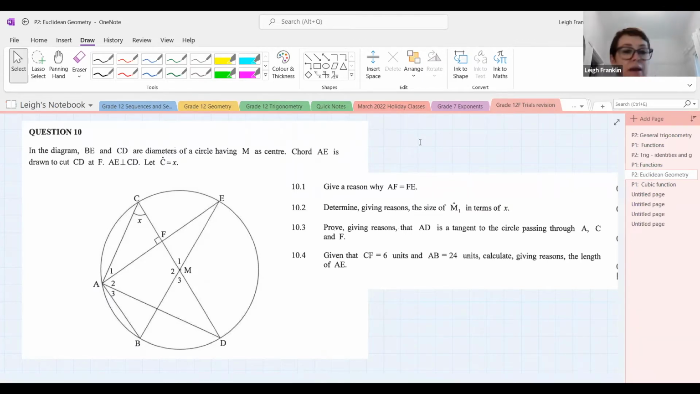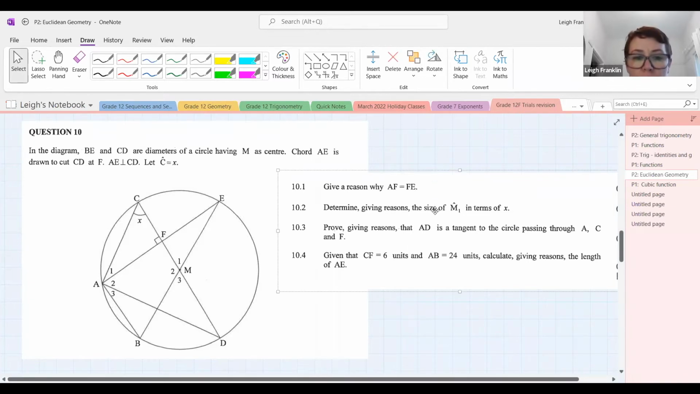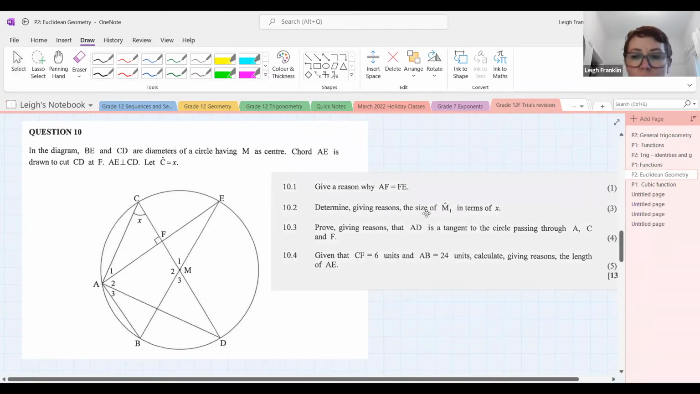Let C be X. All right, so the minute that we read the word diameters, what do we start thinking about? What comes to mind when you read the word diameter?